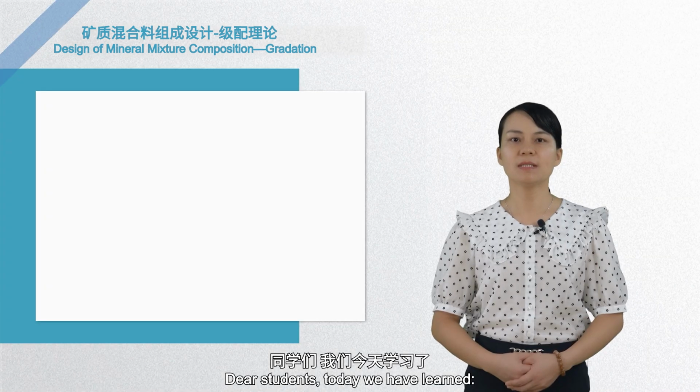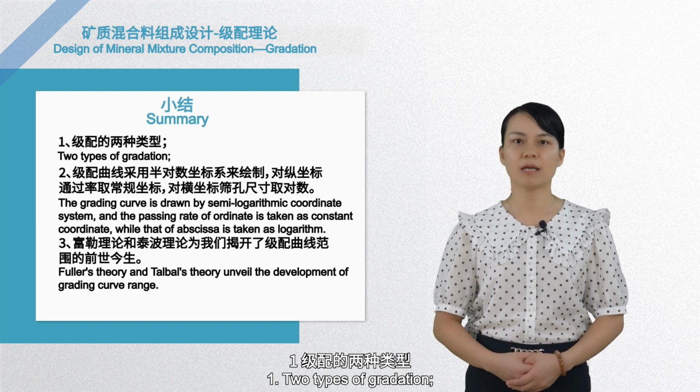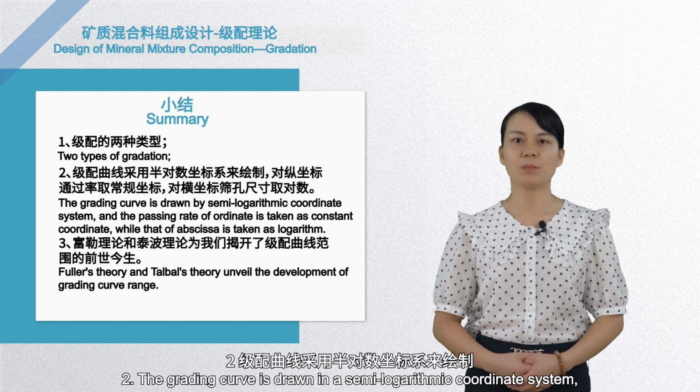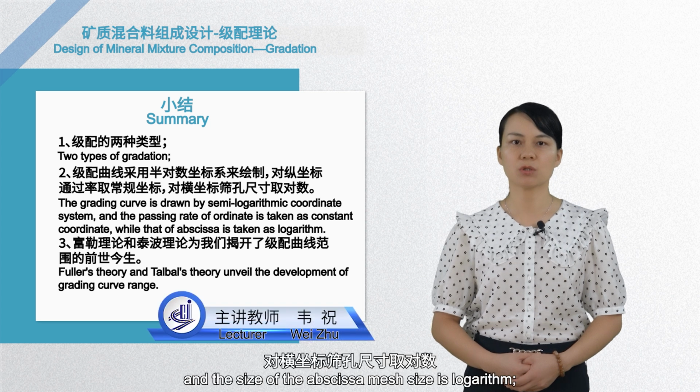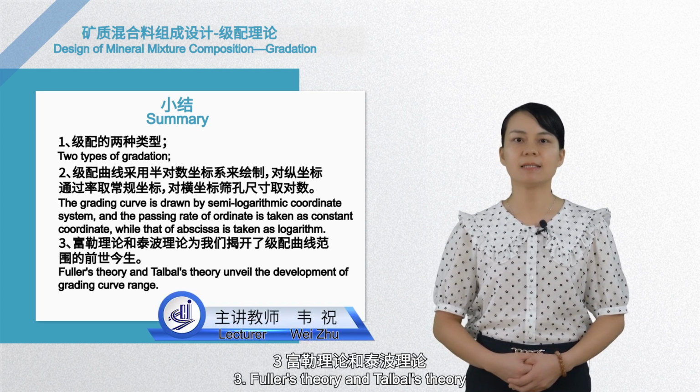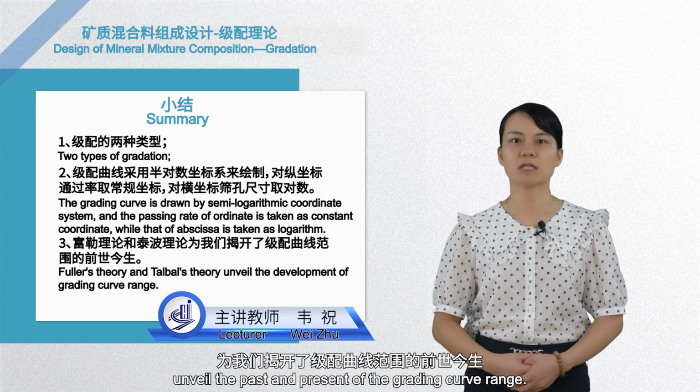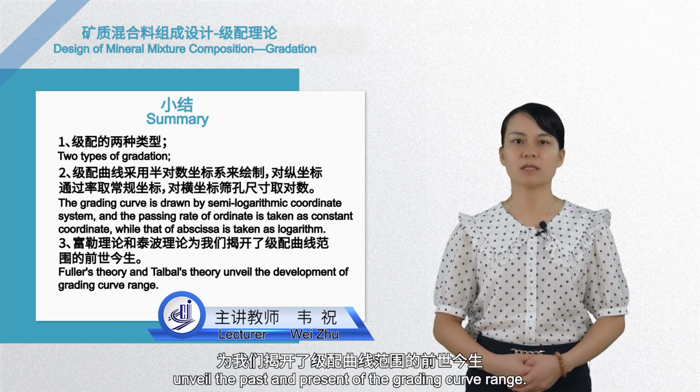Dear students, today we have learned: 1. Two types of gradation. 2. The grading curve is drawn in a semi-logarithmic coordinate system, and the size of the abscissa mesh is logarithm. 3. Fuller's theory and Talbot's theory unveil the past and present of the grading curve range.